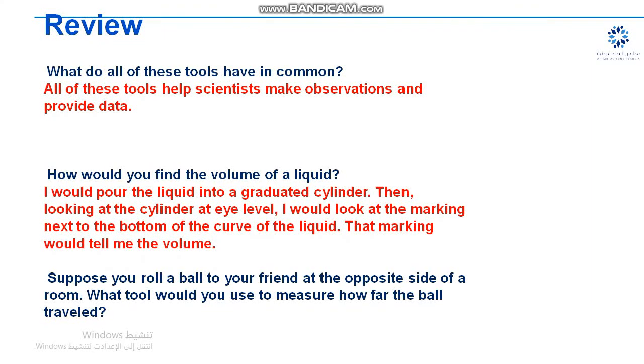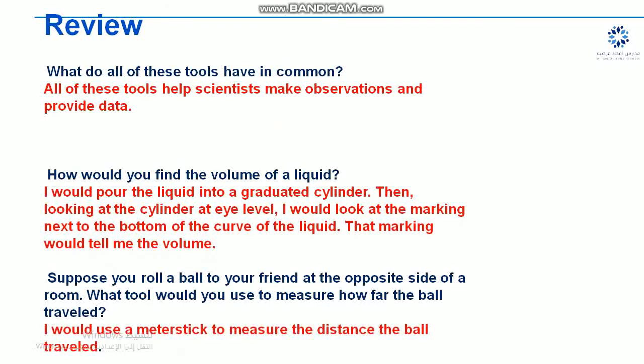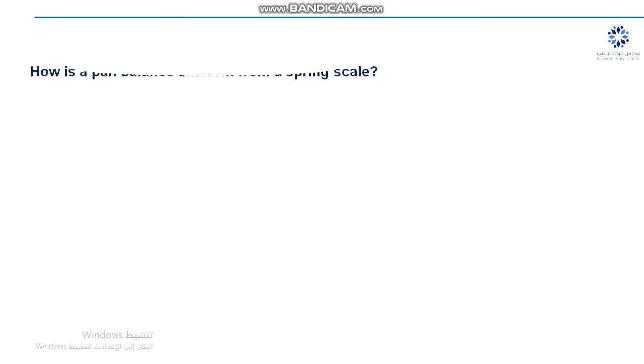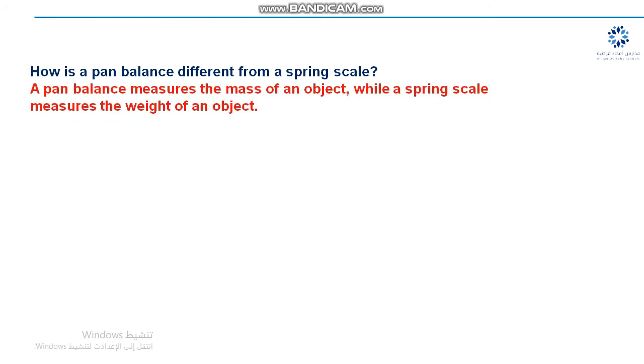Suppose you roll a ball to your friend at the opposite side of a room. What tool would you use to measure the distance? Yes, the meter stick. How is a balance different from a spring scale? A balance measures the mass of an object, but a spring scale measures the weight.